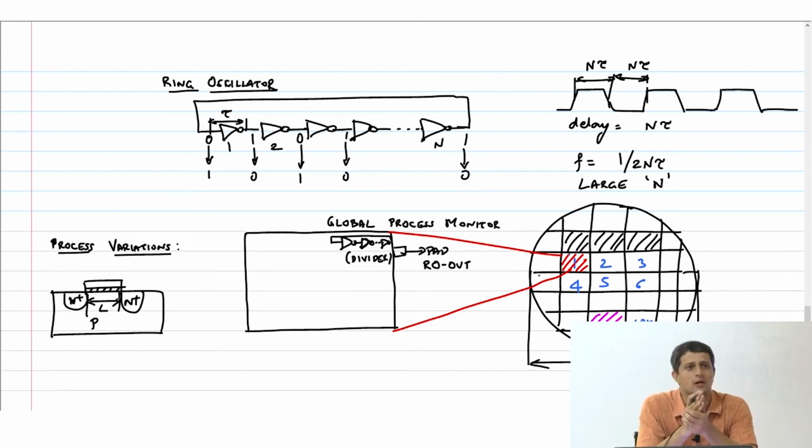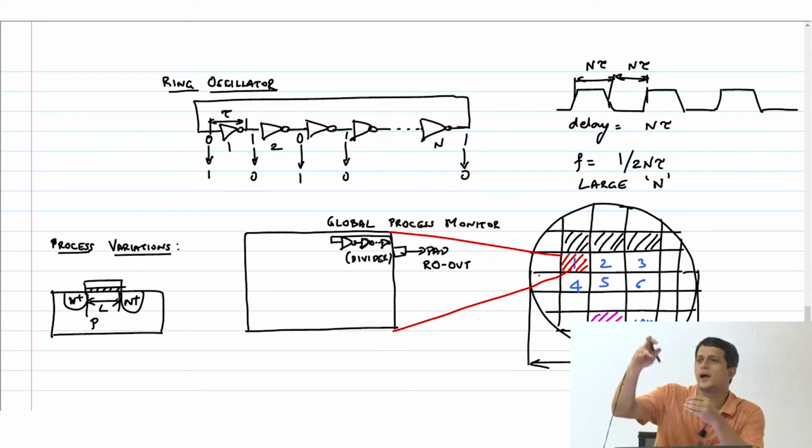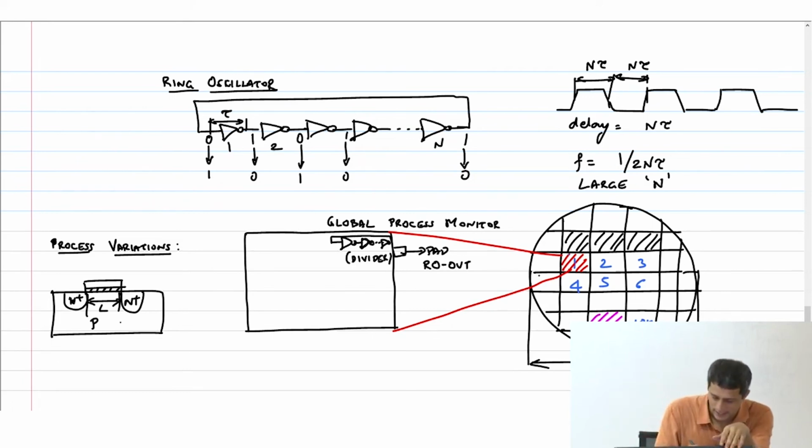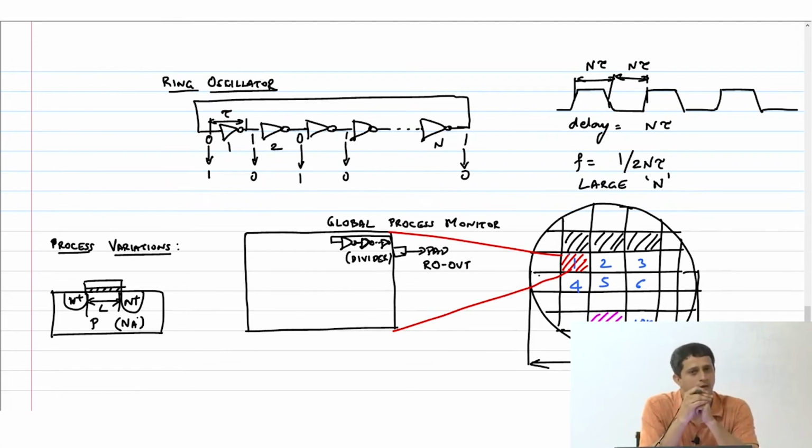Other thing is, we derived the expression for the VT, right? You remember it goes as square root of Na, where Na is basically the dopant concentration of the P substrate. We made a big assumption there that every dopant atom has got ionized appropriately. Under the channel, we are assuming that every single dopant atom has got ionized properly.